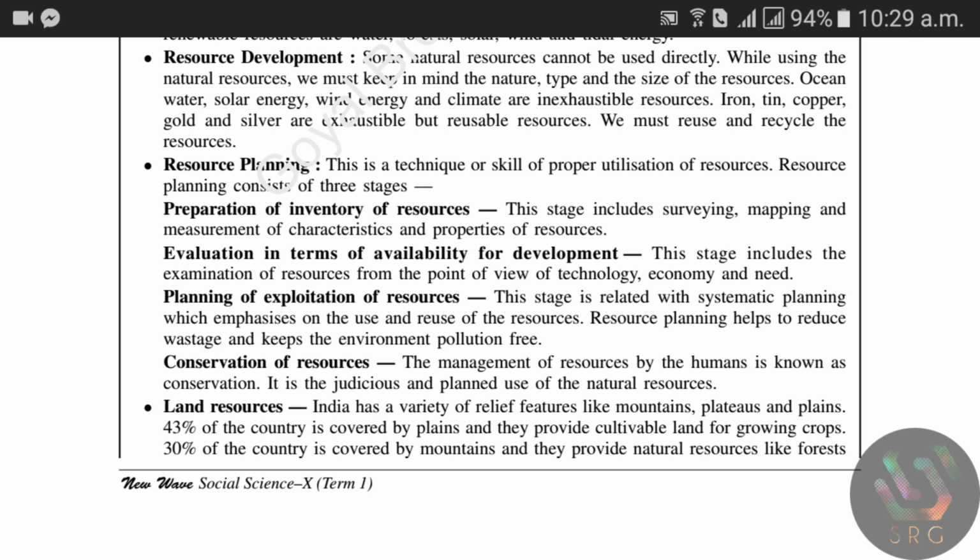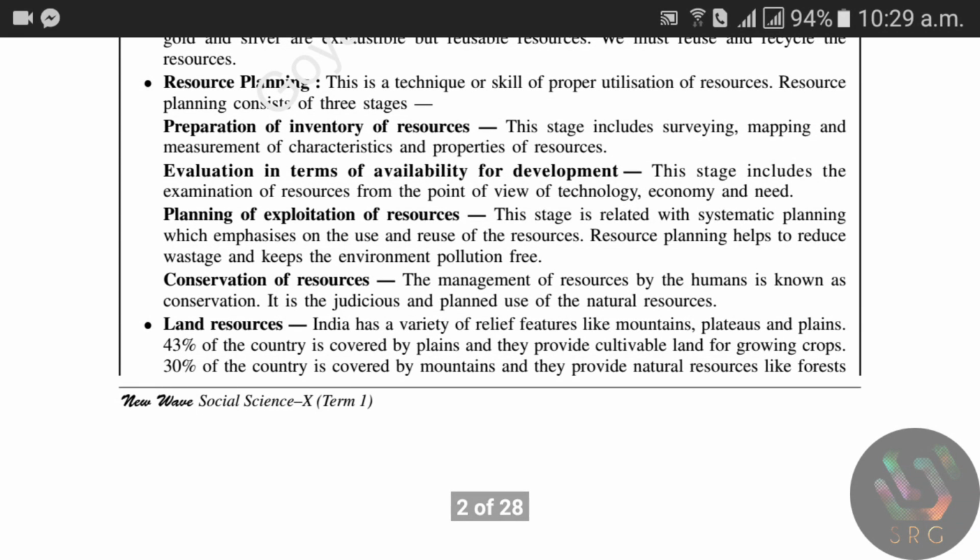In short, it is intelligently using the property and the features of the resources, which is judicious. That's it. Resource planning it is. You have to remember four of these points. And here we come to the land resources.